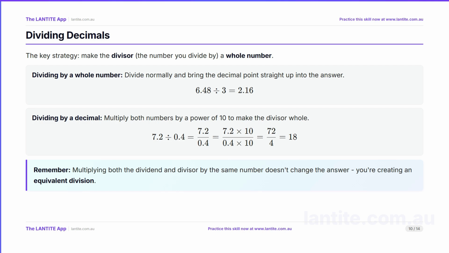For dividing decimals, the key strategy is to make the divisor, the number you're dividing by, a whole number. If you're already dividing by a whole number, just divide normally and bring the decimal point straight up into your answer. For example, 6.48 divided by 3.